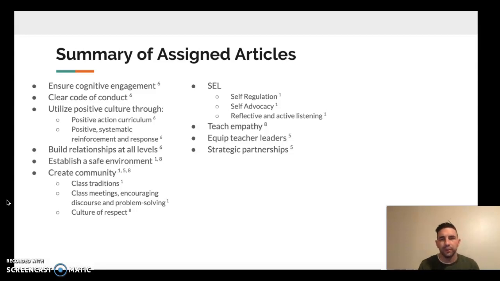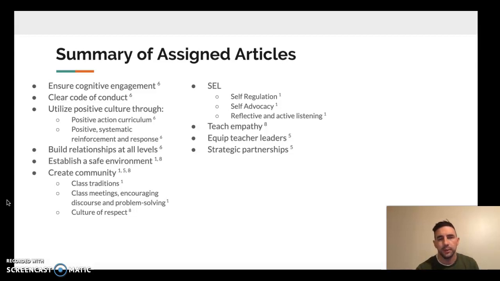And then encouraging reflective and active listening when people have different ideas than us or are different than us. How do we encourage that learning and listening as something that's really valued by the students and the staff? And that really goes into the next thing about teaching empathy.